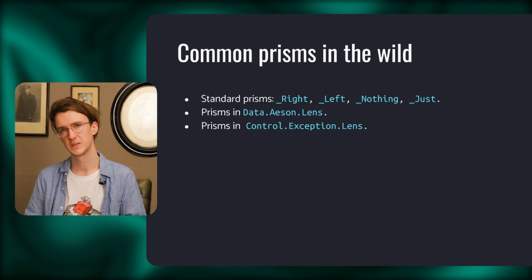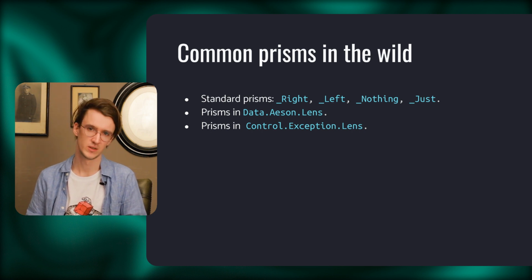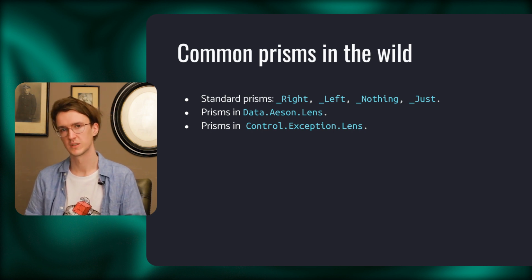Here are a few common prisms that you can bump into in the wild. Standard prisms for Right, Left, Nothing, and Just. Prisms from Data.Aeson.Lens for working with JSON. Or prisms from Control.Exception.Lens for working with exceptions.